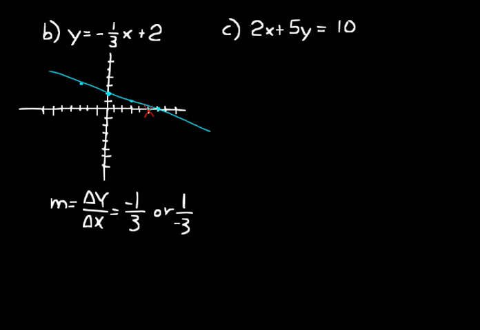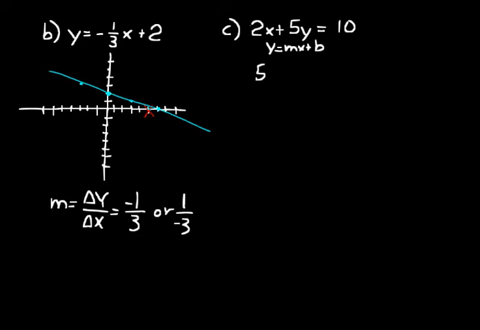Let's do one more. Practice problem C. 2x plus 5y equals 10. Now that may not look like an equation of a line to you, but we see that it's a first degree polynomial in two unknowns. So what we need to do is get it in standard form. Y equals mx plus b. And so we can do that by moving the x over to the right side.